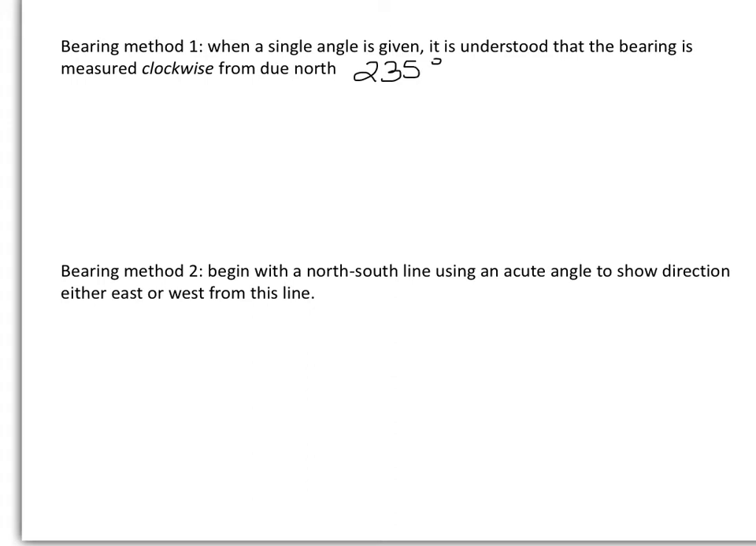Then what you do is you identify where is due north. Here's north. Then you're going to rotate your second line 235 degrees clockwise. So we know it'll be someplace past, so if this is due south, that's going to be 180 degrees, so it'll be someplace past there, that 235 degree angle.